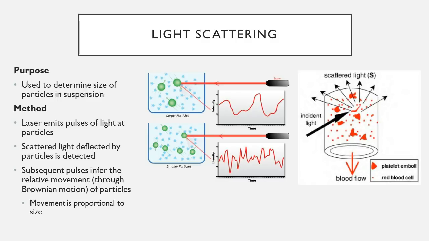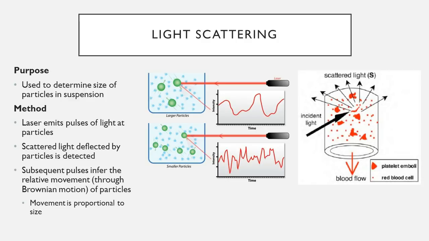The first one is light scattering. In general, light scattering is used to determine the size of particles in suspension. In this case, we might use it to determine the size of aggregated platelets or thrombus formation. What light scattering does is first emit a laser pulse of light at particular particles. Whenever that light hits the particles, it scatters, and that amount of scattering is detected within the light scattering unit. Subsequent pulses that also cause scattering are used to infer the relative movement.